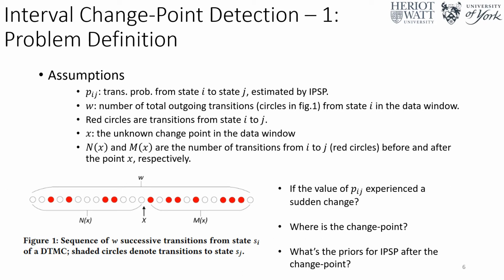And now, given a data stream like this, we ask three questions. First, if the value of Pij experienced a sudden change. If yes, where is the change point? That is the estimation of the variable x. And finally, because we want to use IPSP to get bounded estimates, we need to ask what are the new priors used for the IPSP after the change point.